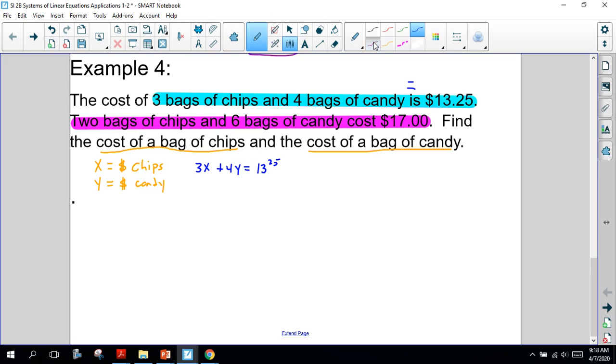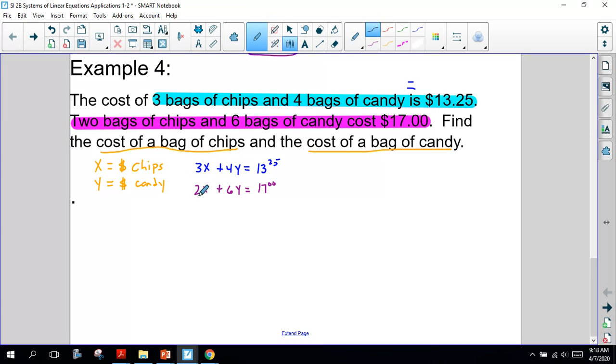Next equation, 2 bags of chips, so 2x, plus 6 bags of candy, 6y. So this is the cost of the chips plus the cost of the candy is equal to the total of $17. All right, we've got a system of equations set up here again, pretty much the same as the last one. We want to eliminate. There's nothing I can easily multiply the 2 by to get 3, nor is there something I can multiply the 4 by to get 6.